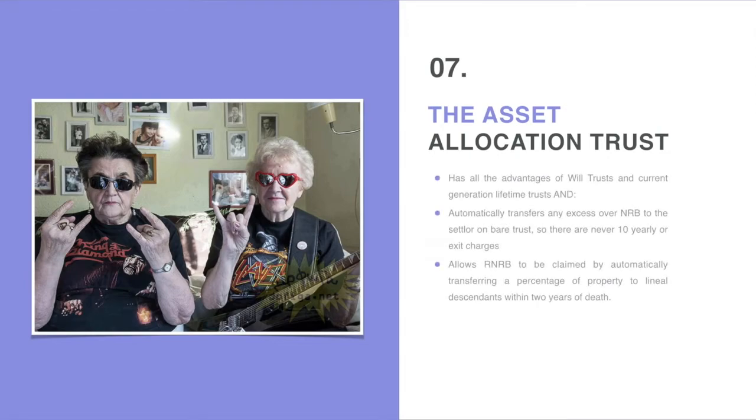It has all of the advantages of will trusts and the current generation of lifetime trusts, but it also automatically transfers any excess over the nil rate band to the settlor on bare trust, so there are never any 10-yearly or exit charges. It also allows the residence nil rate band to be claimed by automatically transferring a percentage of the property to lineal descendants within 2 years of death.